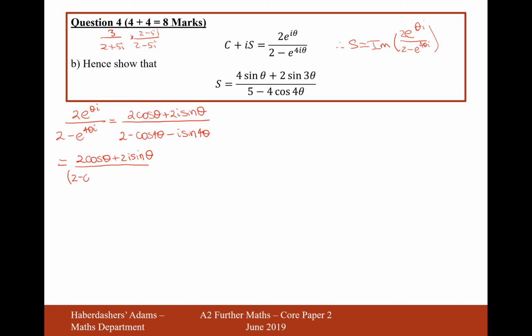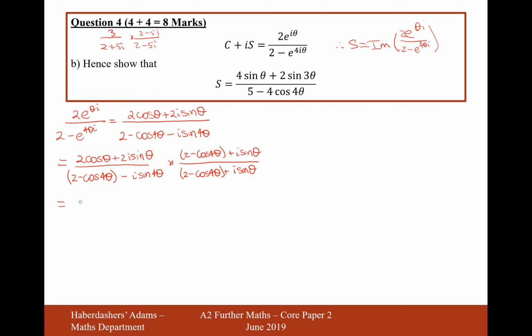So it's going to be 2 minus cos 4 theta, and now it's a minus here, so it now needs to be a plus i sine theta. And the denominator is going to be the same: 2 minus cos 4 theta plus i sine theta. Now this will get rid of the i's on the bottom of our fractions.